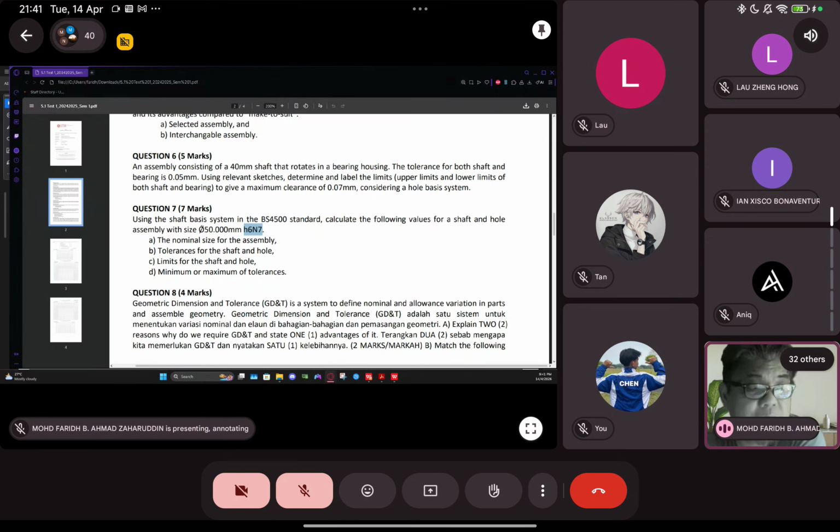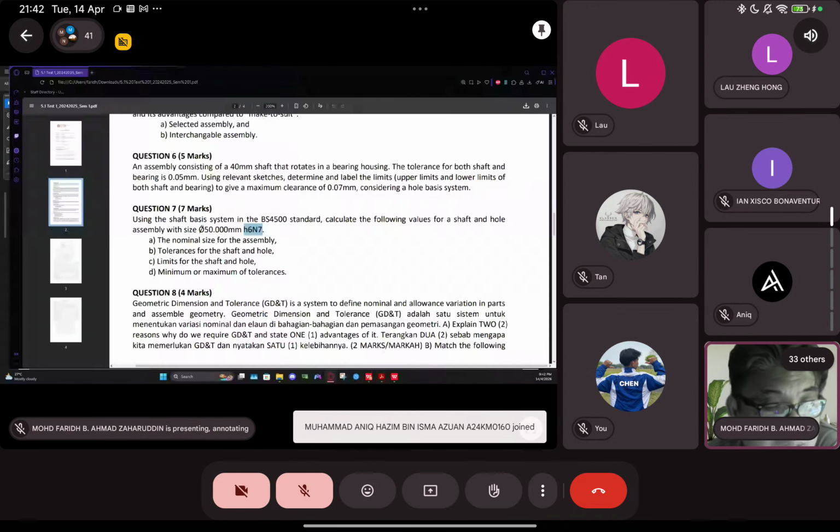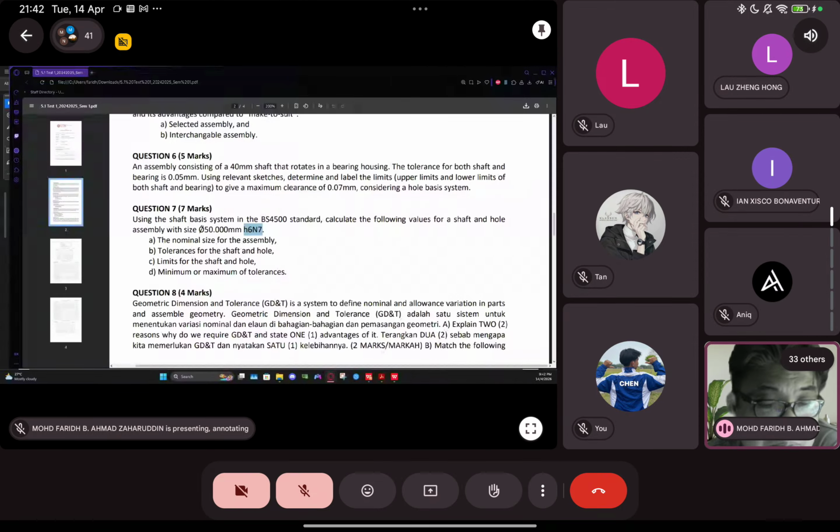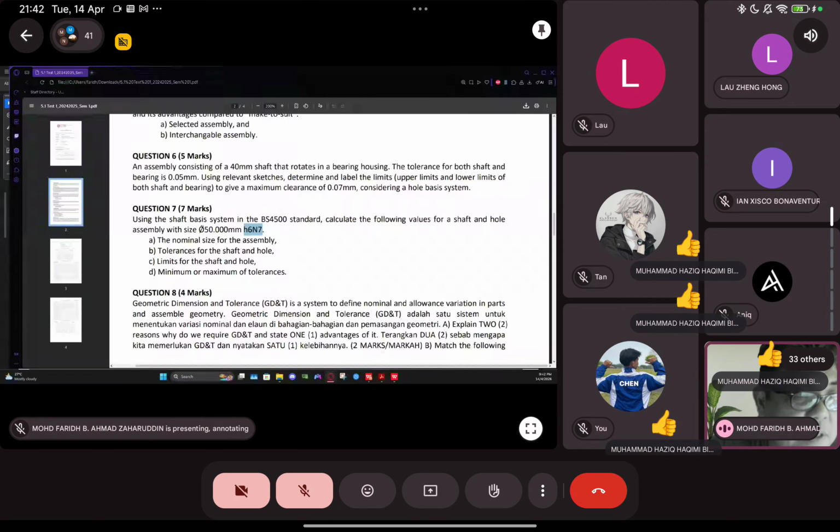And what is the lower limit value? 49.086. 49.084. Oh, sorry, 49.084. Double check. Is it correct, guys? Yes. Is nobody double checking? Anyone, please give a thumbs up. Double check.